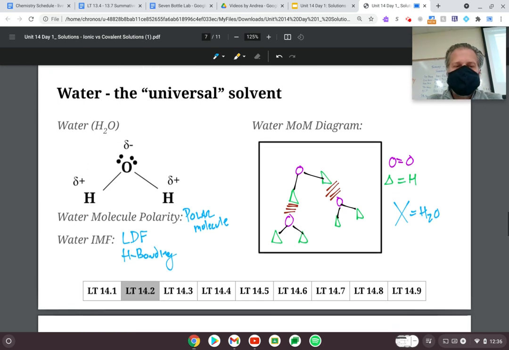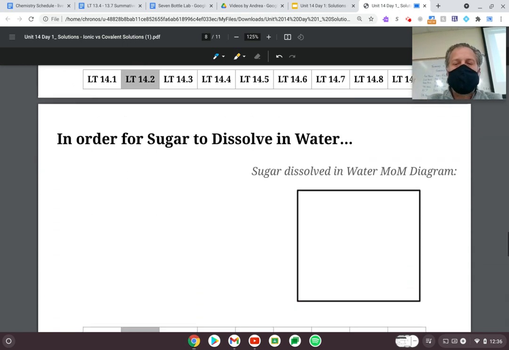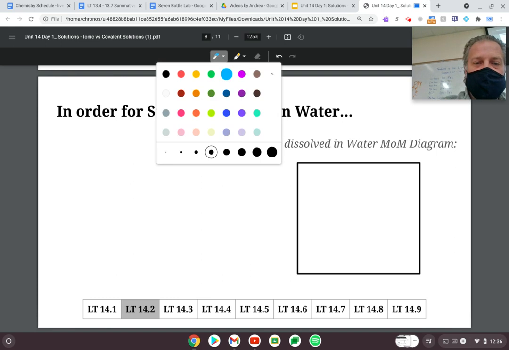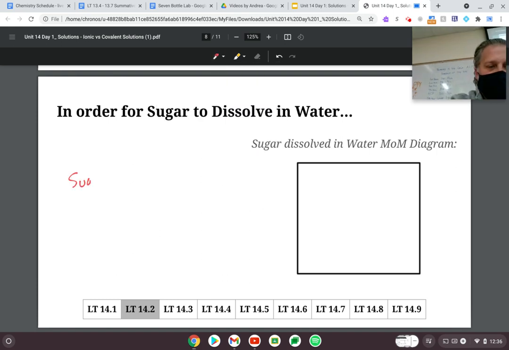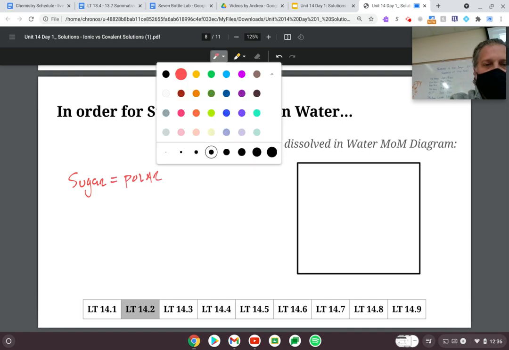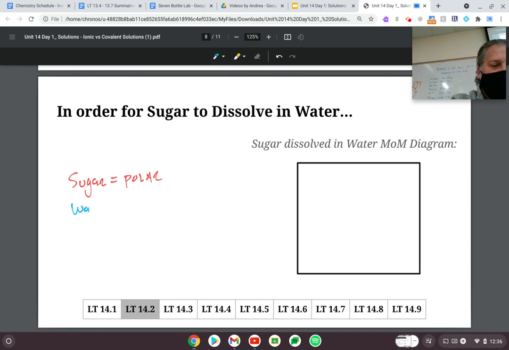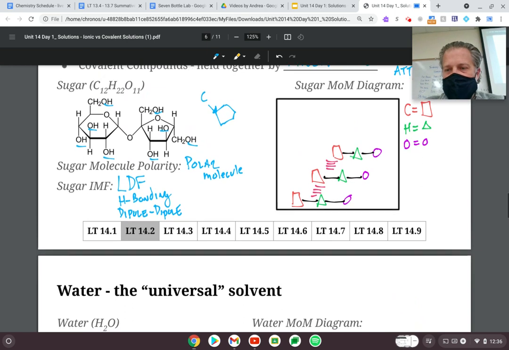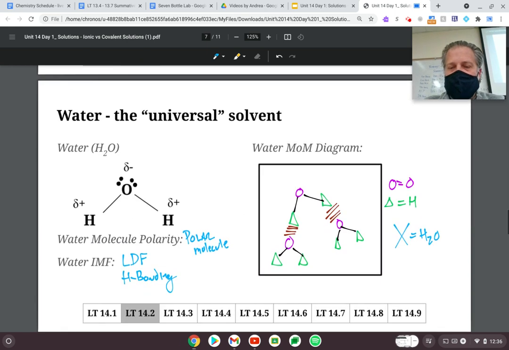So in order for sugar to dissolve in water, and we know sugar dissolves in water because of our experience of sugar in water, we would have to think about the fact that sugar is polar. Water is polar. And that's really pretty important. So what I'm going to do is go back up and look at my colors because I forgot.